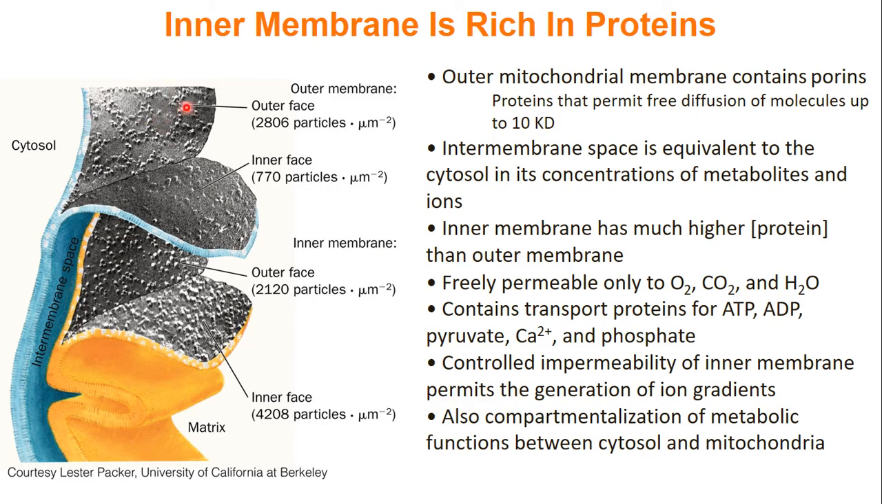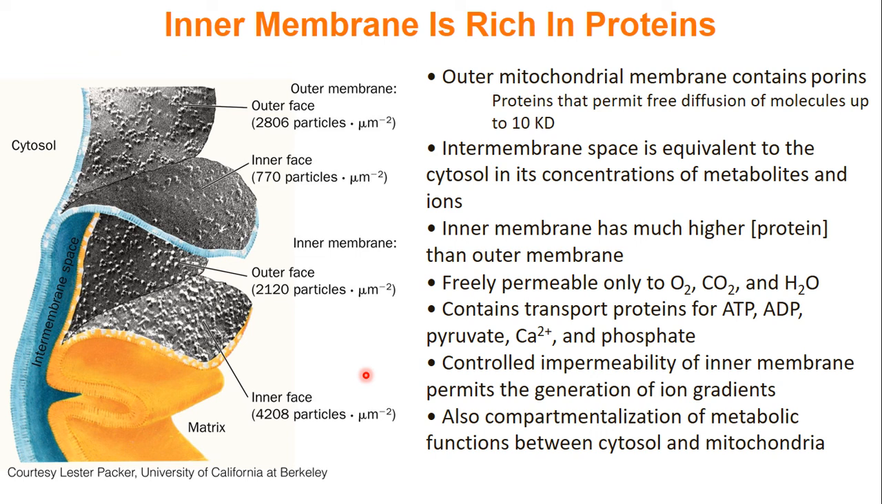The outer membrane has a lot of pores, and this allows the diffusion of molecules up to 10 kilodaltons, which means our intermembrane space has more or less the same type of ions and metabolites as our cytosol. The inner membrane, as shown right here, has a lot more proteins than the outer membrane. And we can see that through the number of particles per micrometer here. So we have a lot of particles on the interface of our inner membrane.